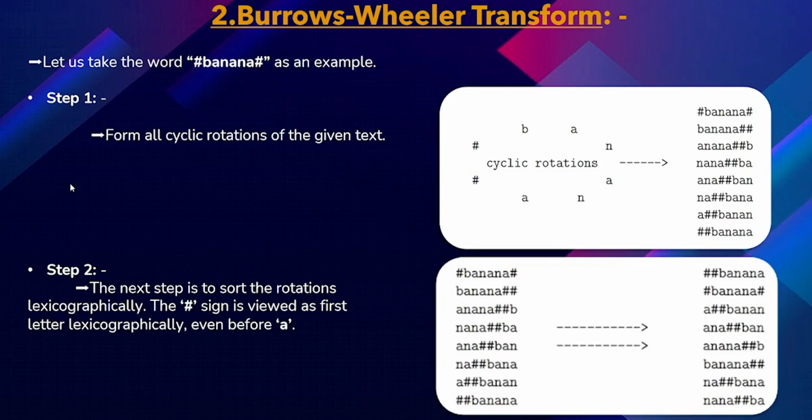Next comes the Burrows-Wheeler transform. To understand this technique, we take the example #banana#. There are three main steps in the Burrows-Wheeler transform. Step 1: it forms all the cyclic rotations of the given text. For this given text, here are all the possible cyclic rotations of the string. Step 2: we sort all the strings lexicographically. When these strings are sorted lexicographically, we get this whole bunch.